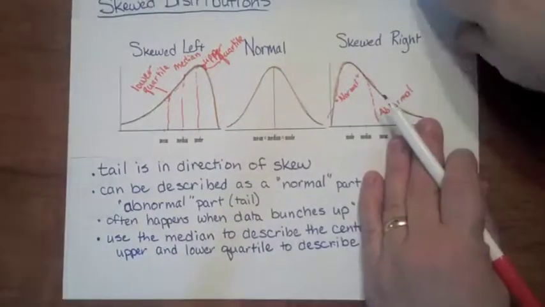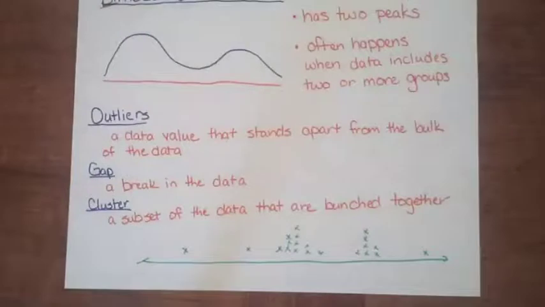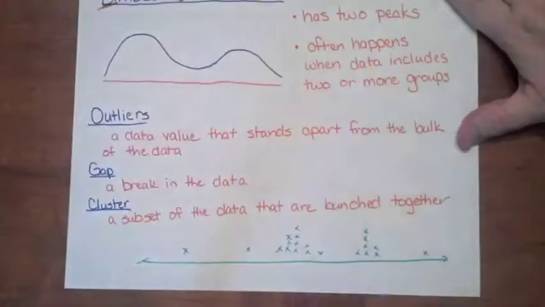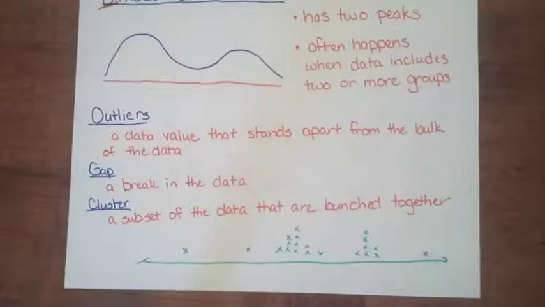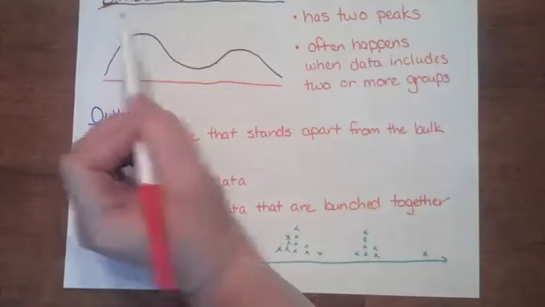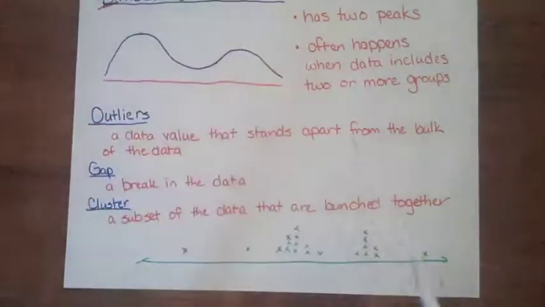Okay, the last distribution is called a bimodal distribution, and I have the bi part underlined, and that should tell you right there what's going to happen. That means it has two modes. And modes are most often, so here's my first mode, here's my second mode. It is two peaks. It often happens when the data includes two or more groups.